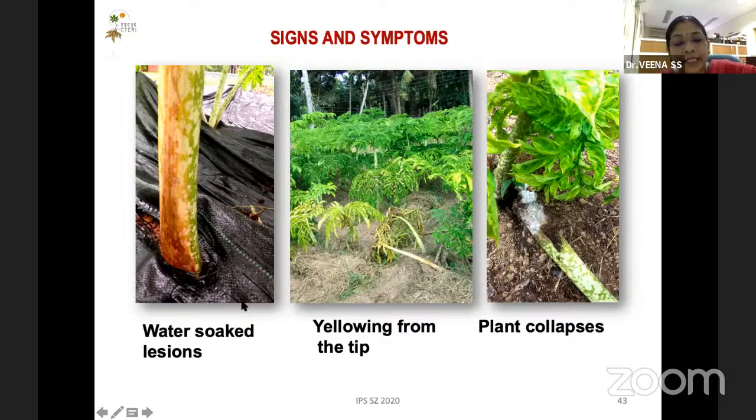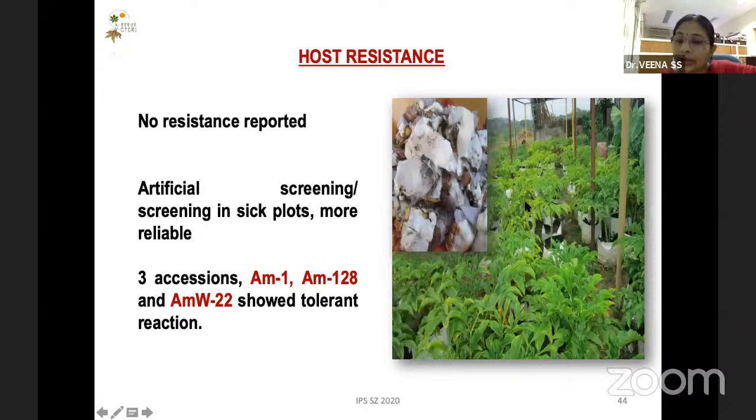These are the signs and symptoms. It starts at the collar region as water-soaked lesions, because the translocation of water and other things is restricted. So yellowing of the leaves forms, and finally the plant collapses. Here you can see the clear growth of Sclerotium rolfsii at the collar region.